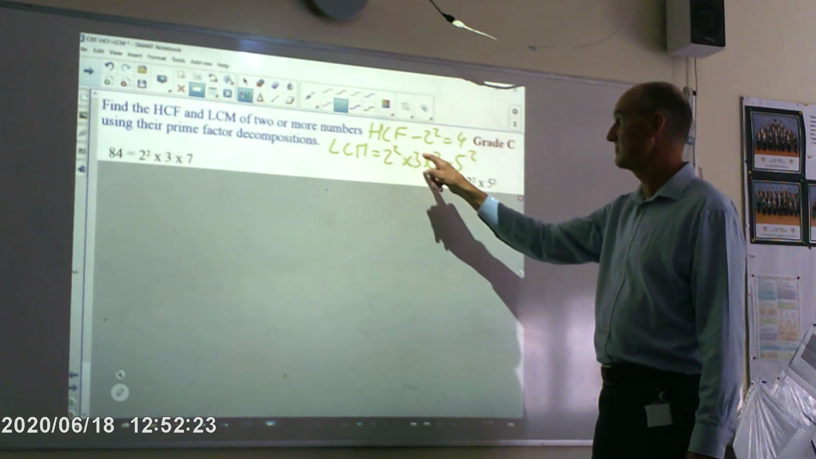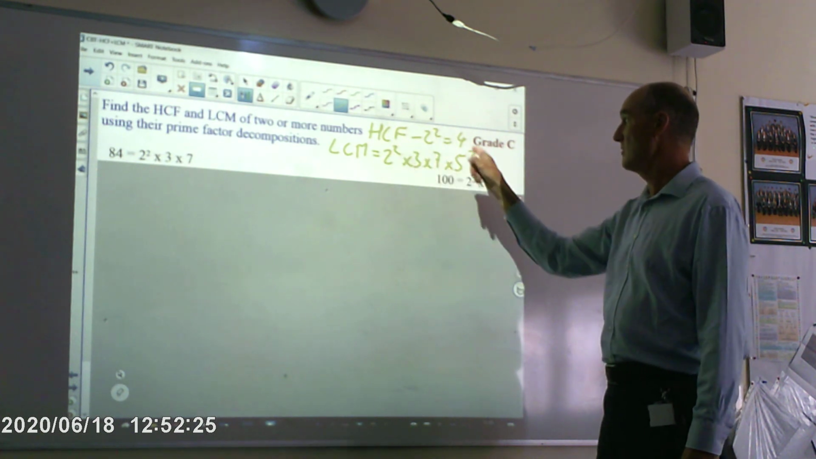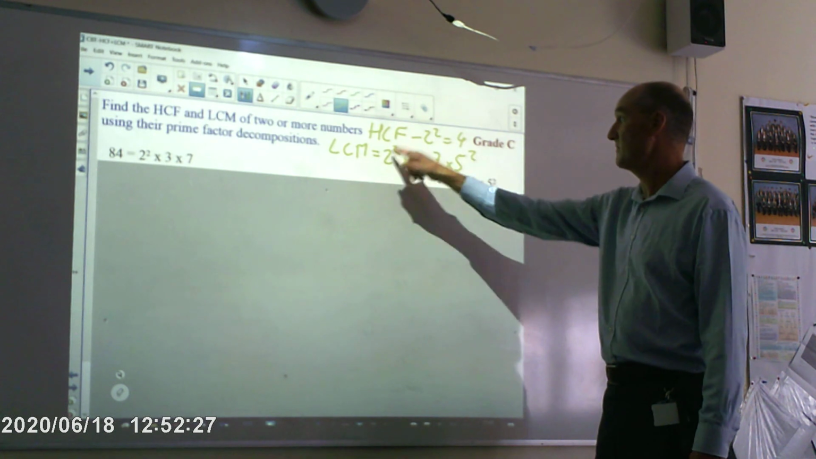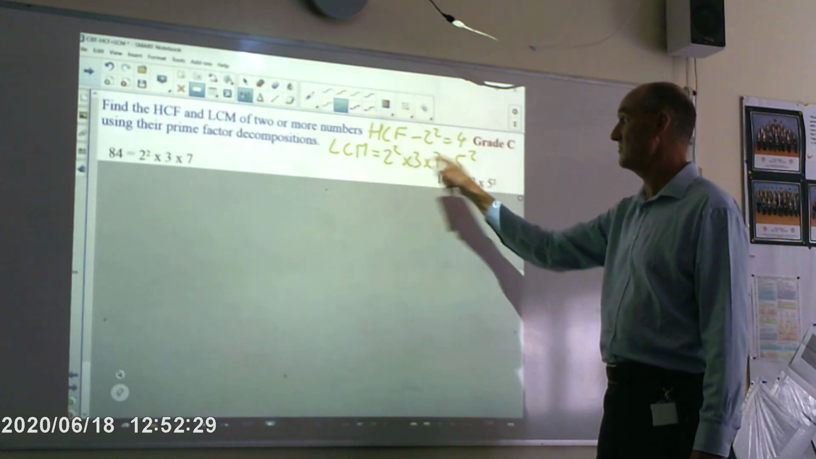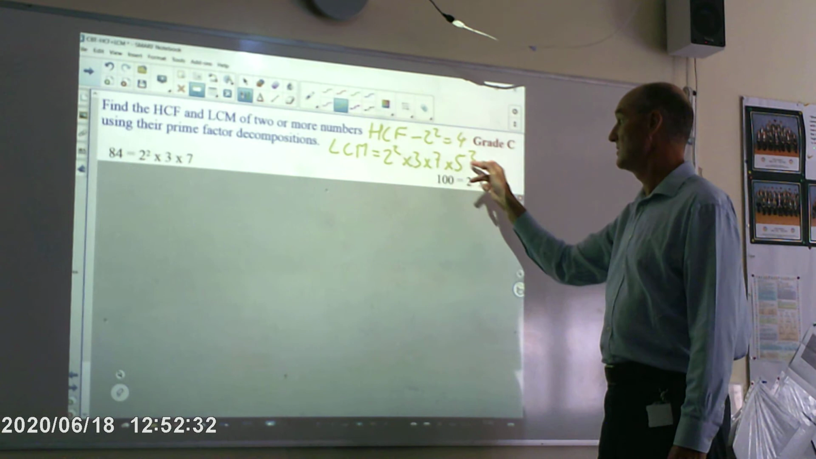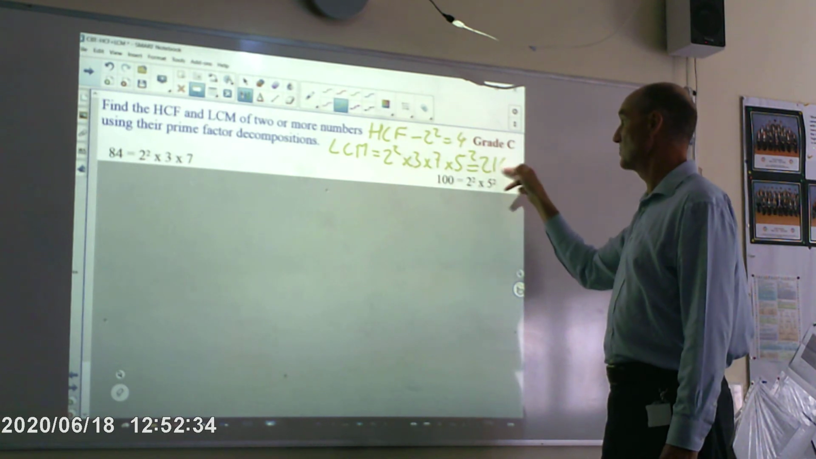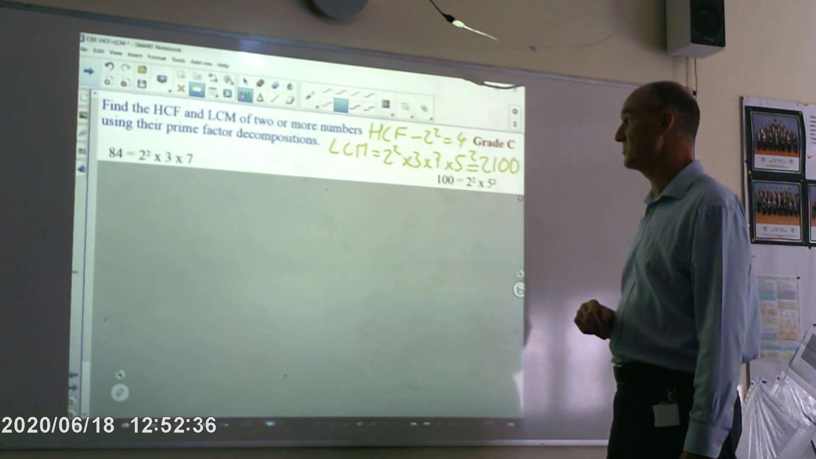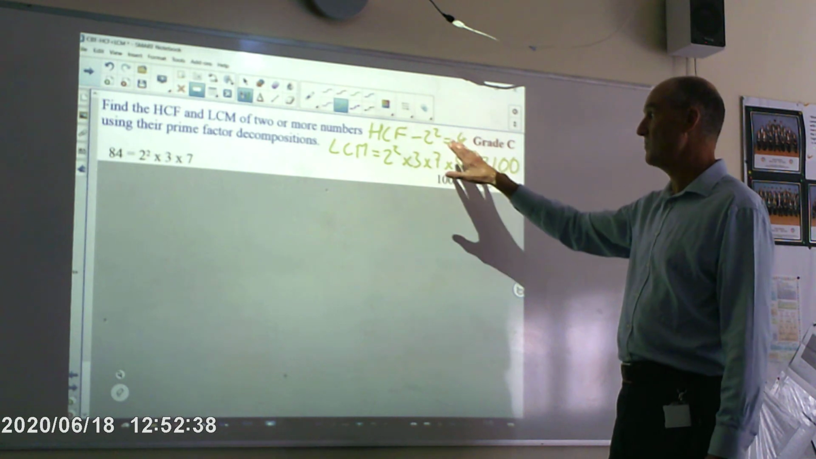2 squared is 4. 5 squared is 25. 4 times 25 is 100. 3 times 7 is 21. So actually 2100 for our lowest common multiple. That's one way of doing it.